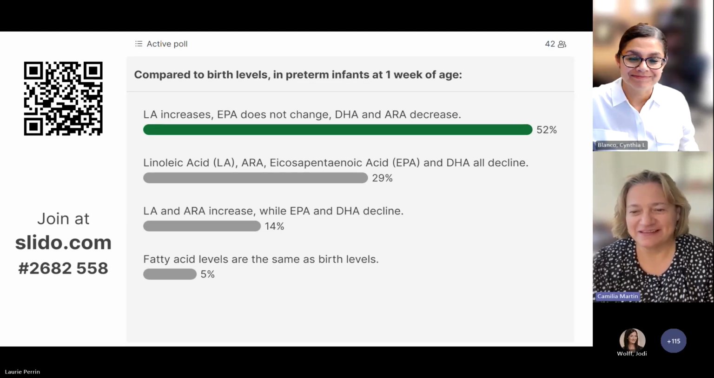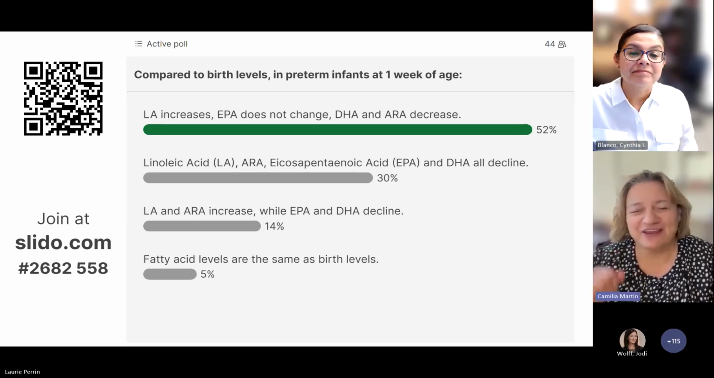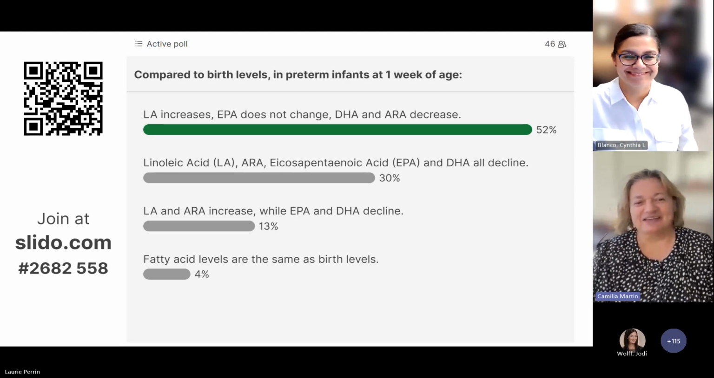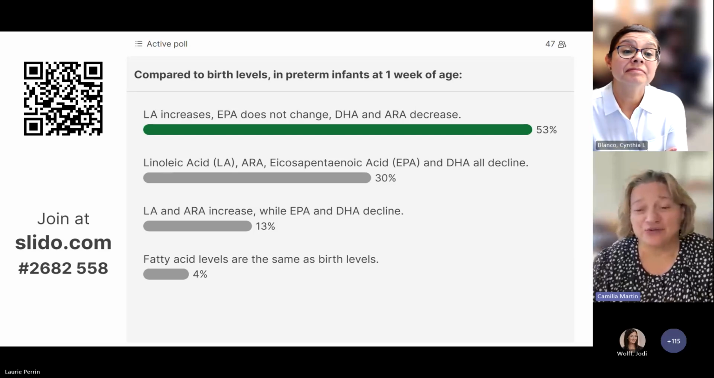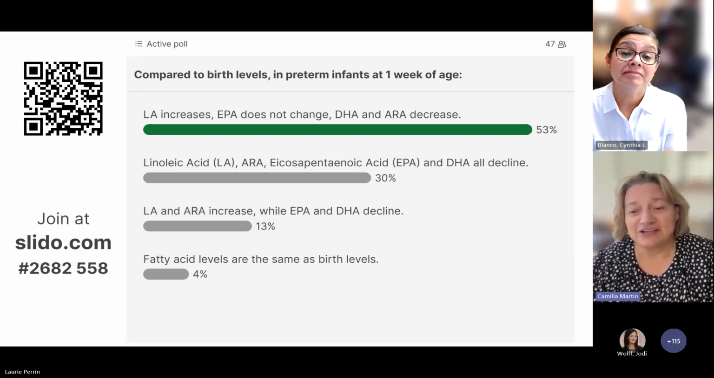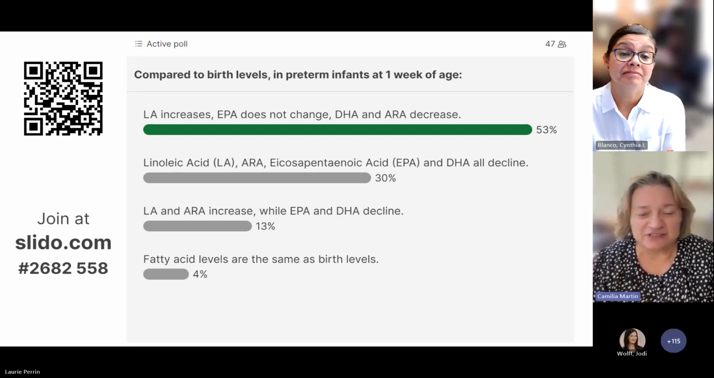All right. I think it's settling out to this proportion, and you guys did a great job. Yes. LA increases. EPA does not change. That part we hadn't shown yet. And DHA and ARA decrease. So let's go back to those figures in the next slide.